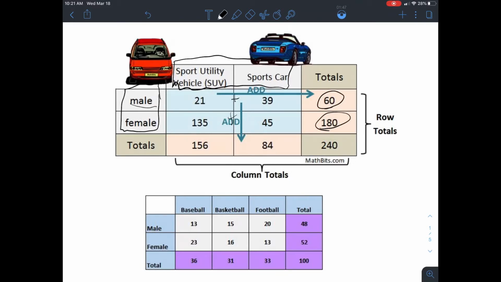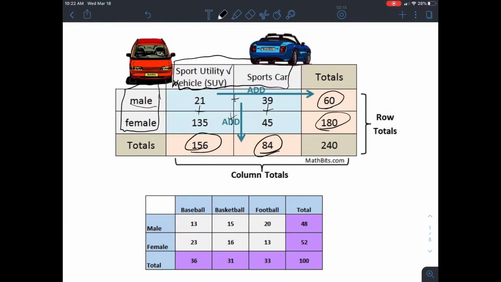It also works the other way with these two totals, right? 39 plus 45 equals 84. So there were 84 people who responded that they preferred sports cars. Same goes for this column. 21 plus 135 is 156. So 156 people responded that they preferred sports utility vehicles.